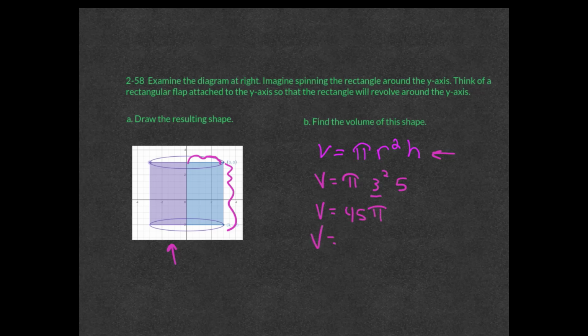Now, if you multiply that out to a decimal, it will take you out to 141.37 units. And remember, this is volume, so it has to be cubed. So 141.37, round to the nearest hundredth, units cubed. And that is your answer for 2-5/8.